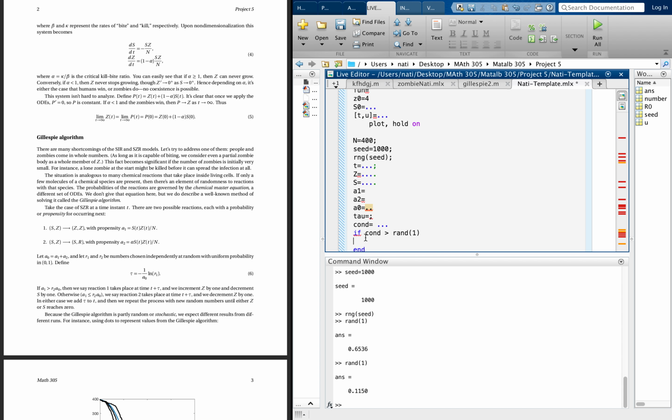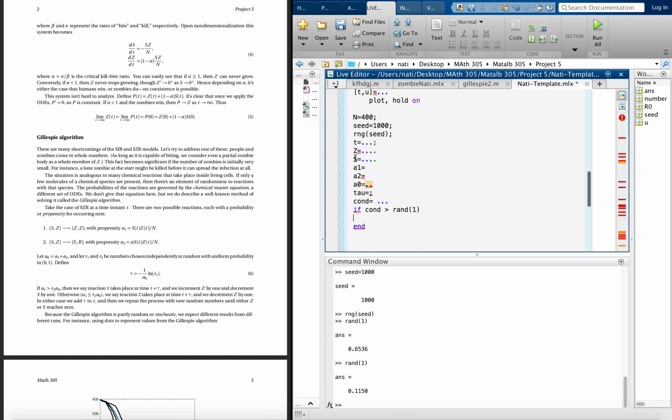So if this condition happens, now we have to change our S and Z variables. If the condition is bigger than our random number here, then what happens to S and Z? That's what you have to update. You have to give S a number and then Z a number. If condition 1 happens, we lose a human, so you subtract 1, and we gain a zombie, so you add 1.